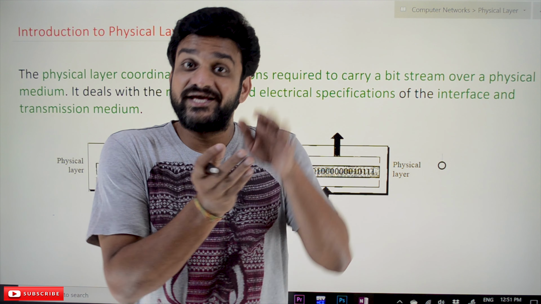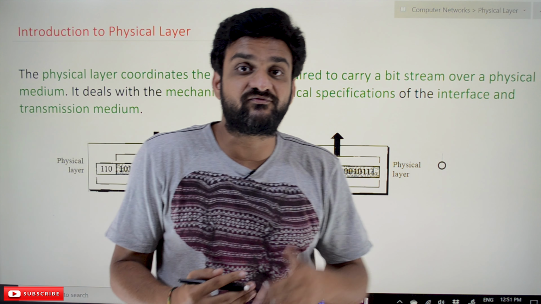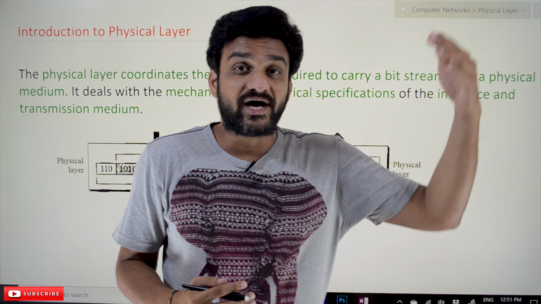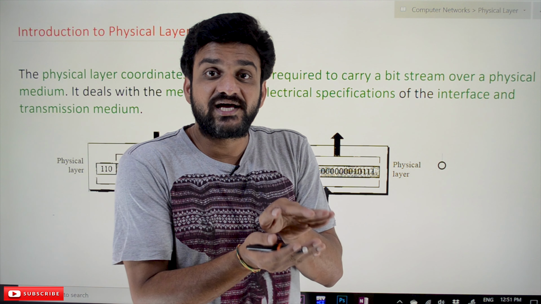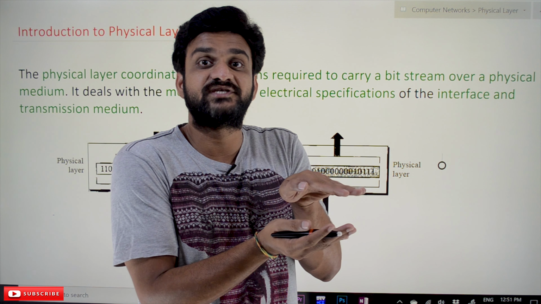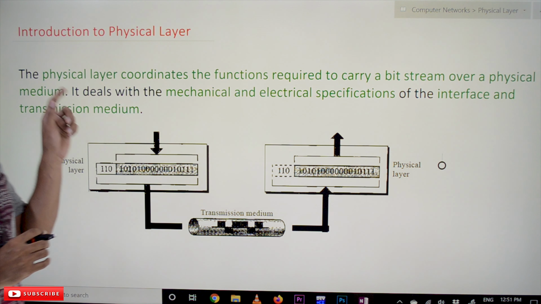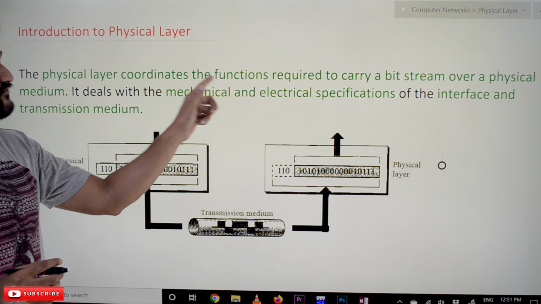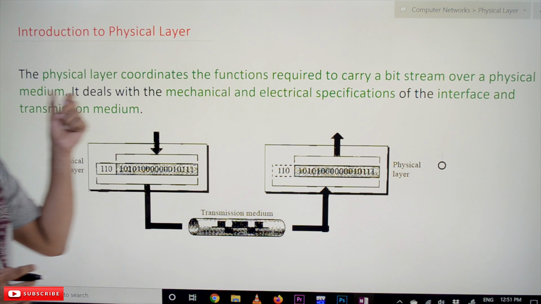All the functionalities that are required for the transfer of data from one computer to another computer have been divided into 7 layers. What is the functionality of the physical layer? That we will try to understand in this class. The physical layer coordinates the functions required to carry a bit stream over the physical medium.